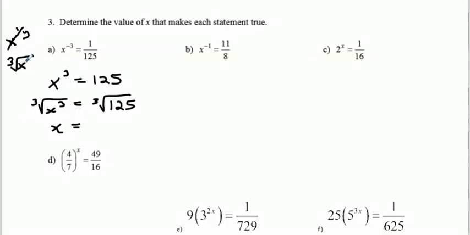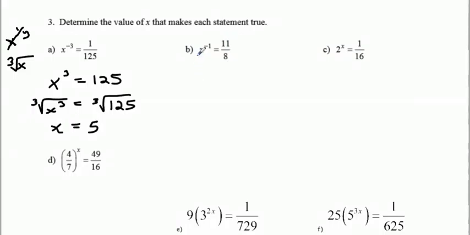And x cubed, oopsie. So that's going to be 125. Okay, and the answer, of course, is 5. I don't know what the heck I was thinking. Okay, so super easy then. X equals 5. X to the negative 1 equals 11 over 8.